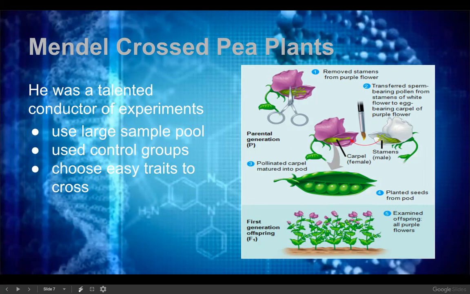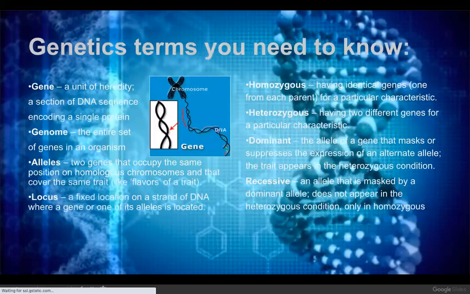And if you look at the picture, here's what he wound up doing. He took the stamens from the purple flower, that's the male part, and he transferred the sperm-bearing pollen to the white flower. Then he allowed the seeds to develop. He planted those and examined them in the spring. He noticed that there weren't any white flowers. Interesting.